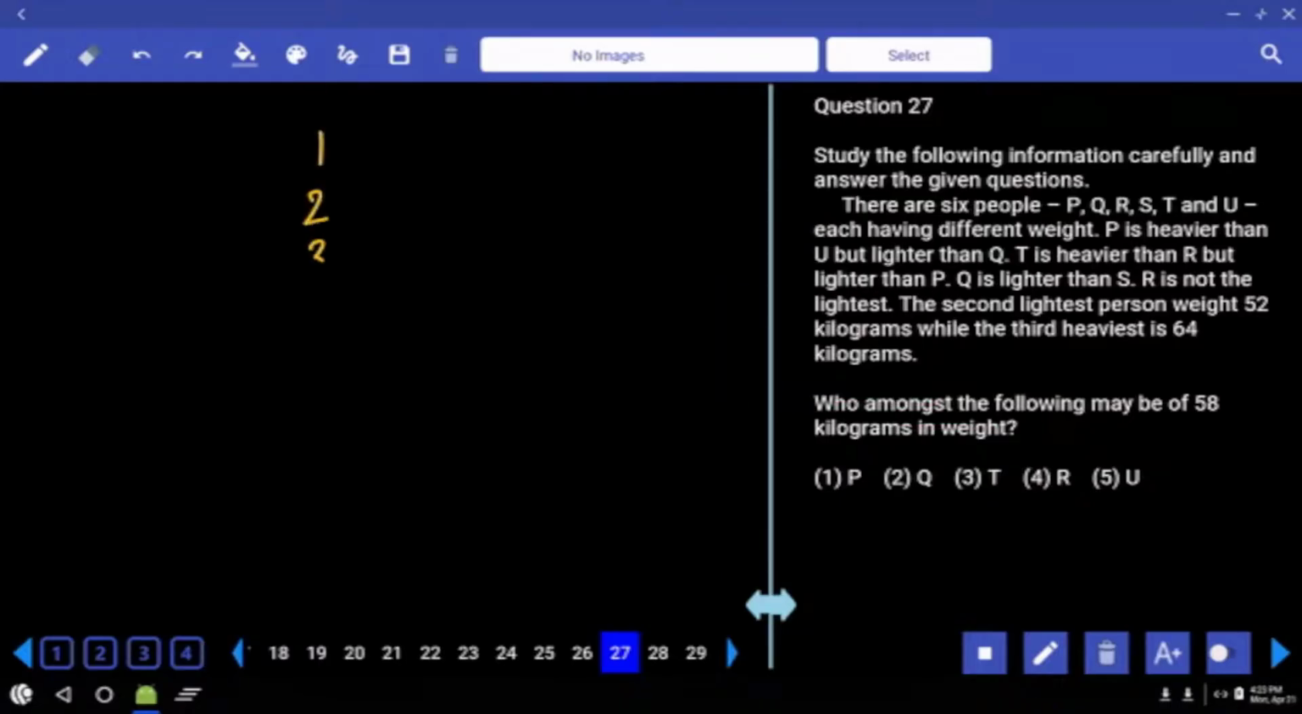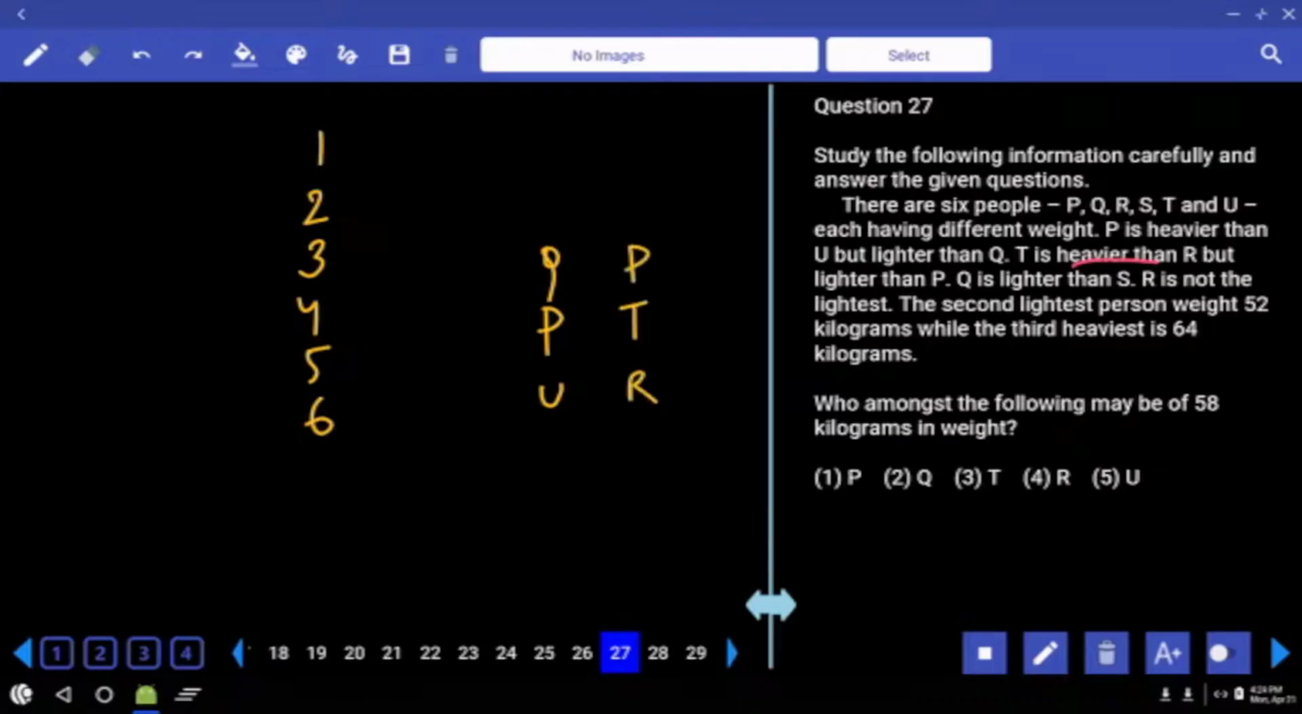Now 1, 2, 3, 4, 5, 6. Now among these 6 people, then P is heavier than U, but lighter than whom? Lighter than Q. And T is heavier than R, but lighter than P.